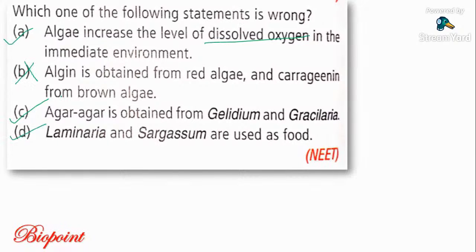Algin is obtained from red algae and carrageenan from brown algae. Actually, algin is obtained from brown algae. Carrageenan is obtained from red algae. Clear? So the correct answer for the question is option number B.